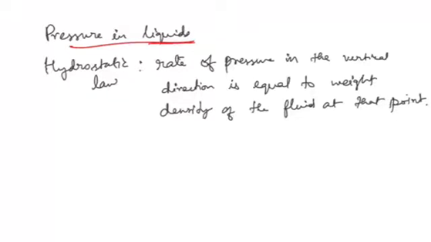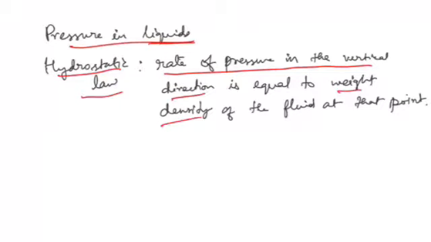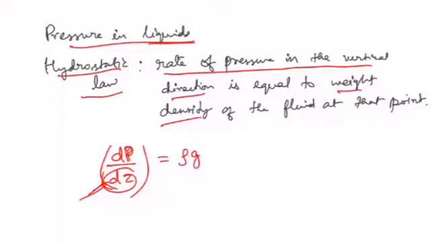Pressure in liquids, and for this we have the hydrostatic law. The statement is: the rate of pressure change in the vertical direction is equal to the weight density of the fluid at that point. So the rate of pressure, written as dP, that is the change in pressure with respect to dz, the change in height. dz is the vertical dimension. This is equal to the weight density, and the weight density is written as rho g. Rho is the density and g is the acceleration due to gravity.